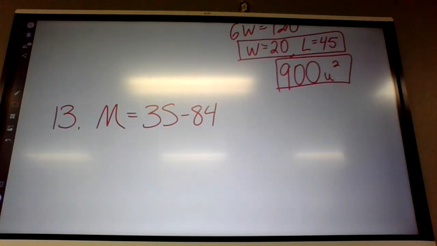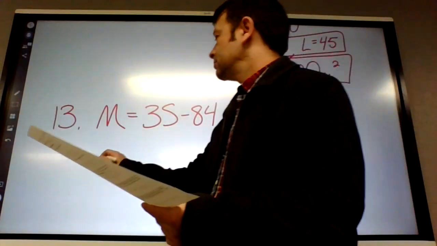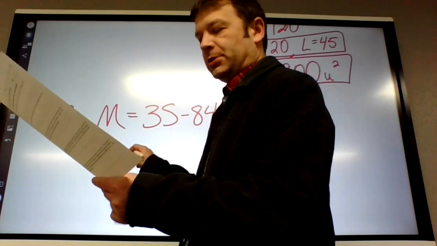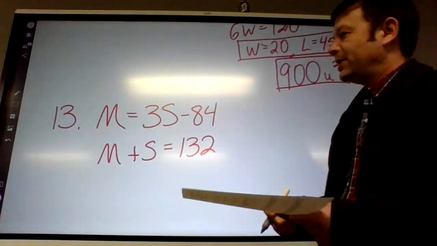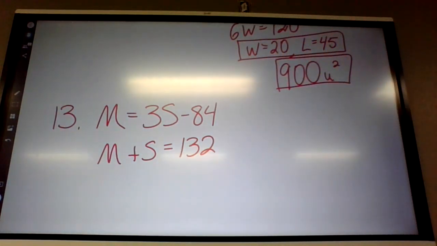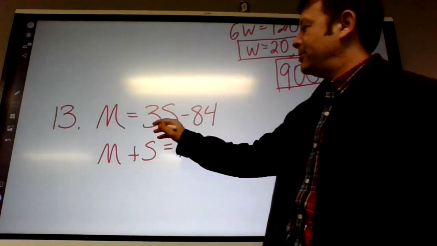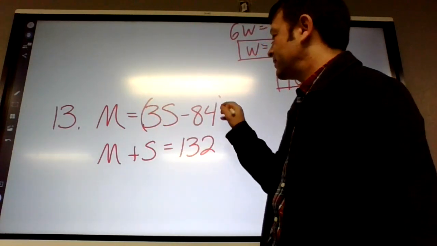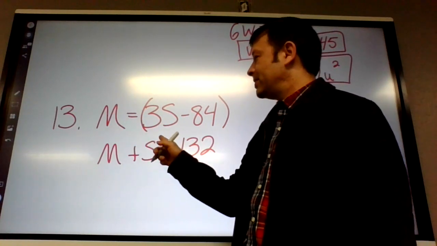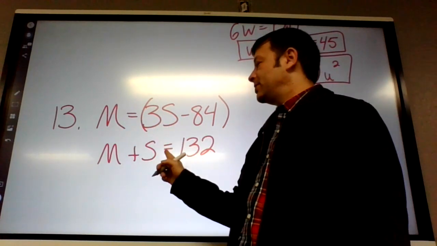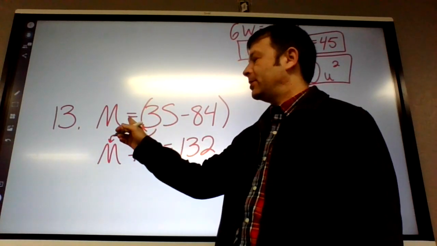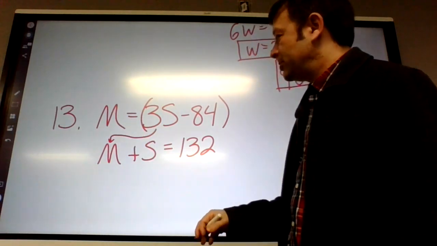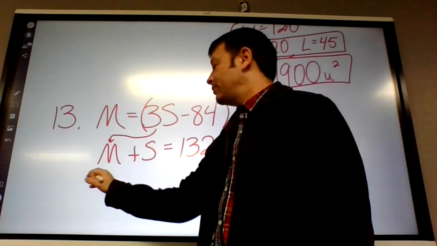Okay, together they have $132. Would that be M plus S equals 132? Marcy's money plus Sue's money equals 132. This problem looks like it's better set up for substitution, right? Because it says M equals this stuff, and the M's and the S's are not lined up correctly. This 3s is on the wrong side of the equation. You could do elimination by subtracting 3s to the right or left. But I'm just going to substitute M with 3s minus 84.